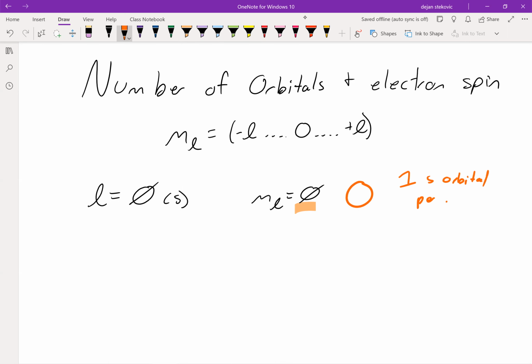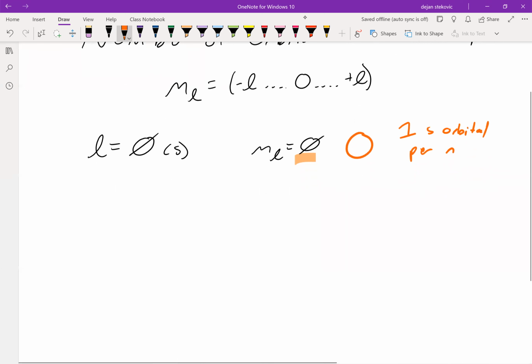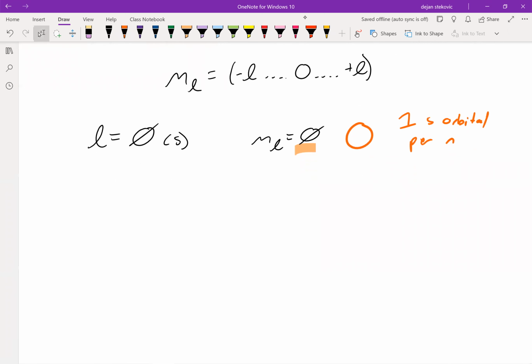So N is equal to 1, we'll have one S orbital. N is equal to 2, we'll have one S orbital. N is equal to 3, we'll have one S orbital. They each get one S orbital per N. Then when your L is equal to 1, we have the p orbitals.